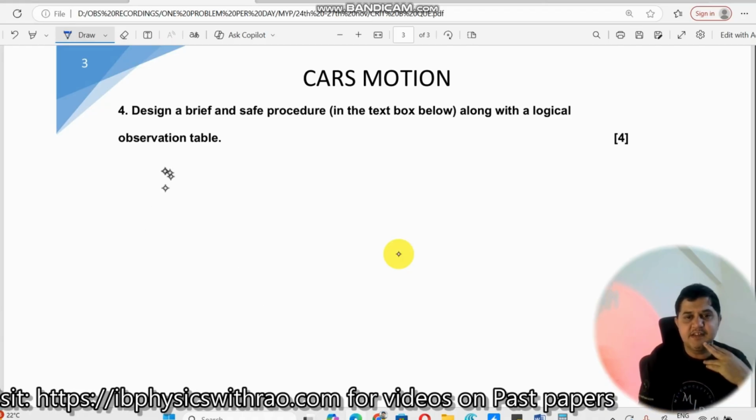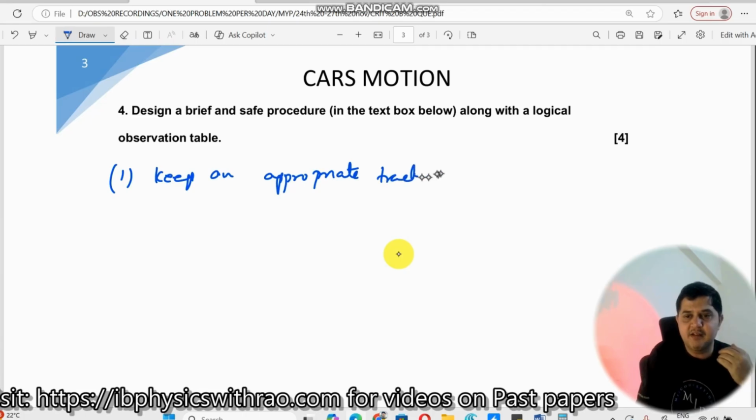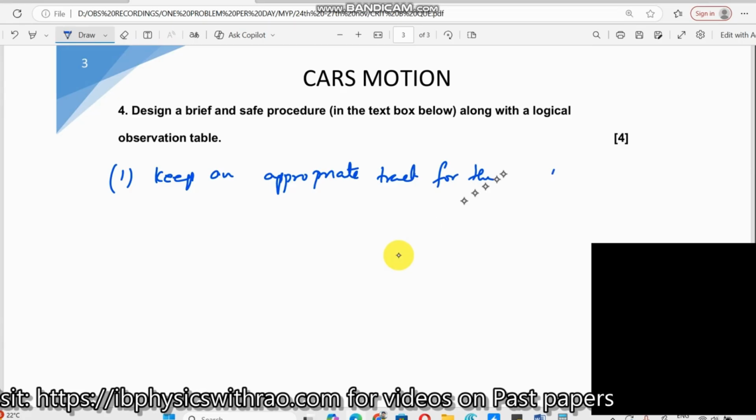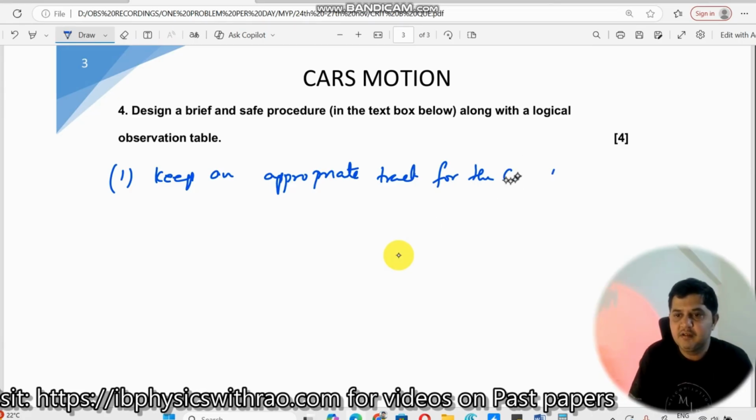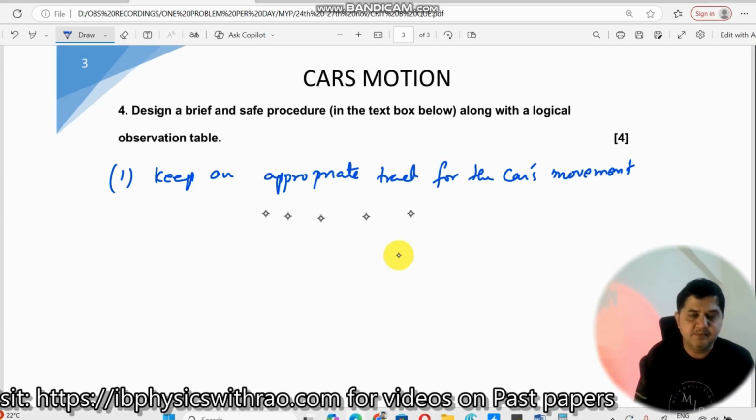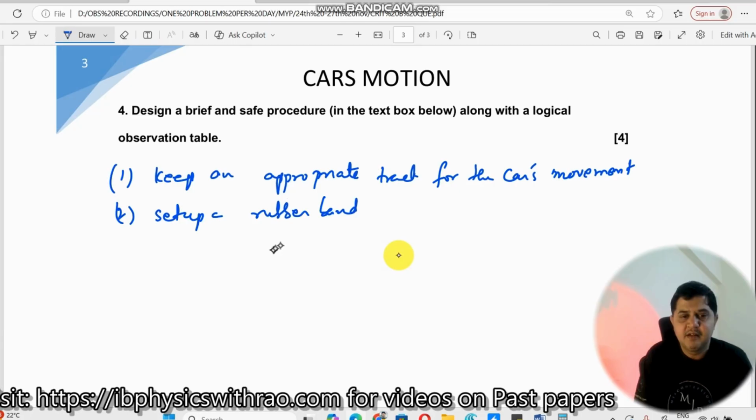So the first one is what do you do to maintain a track. Keep an appropriate track for the car's movement. This is the first thing that we need to look at. And secondly, set up a rubber band launcher.